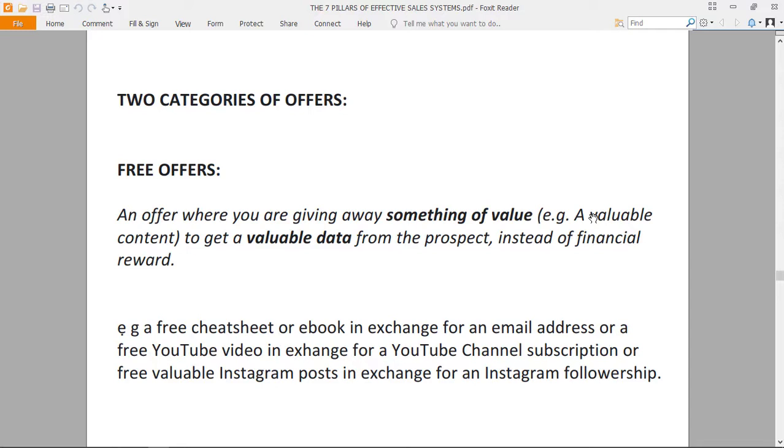So an example could be you're giving a free cheat sheet or a free ebook in exchange for an email address. Or you are giving some free information on YouTube in exchange for a channel subscription, or a free valuable Instagram post in exchange for an Instagram following. Now, a person who follows you, that's valuable data. So you know who your followers are. You can target them if you decide to run an ad or any such thing. And if it's a YouTube subscription, of course, you can also target your page followers. So you have valuable data from them already. So that's a free offer, simple as it gets.